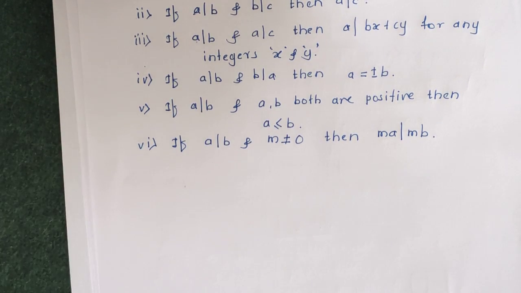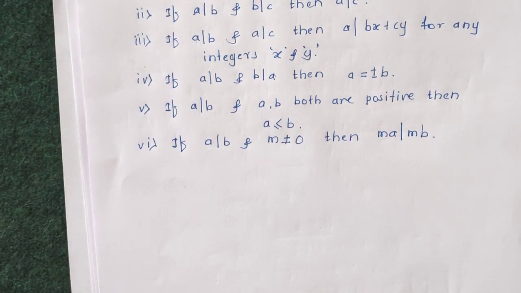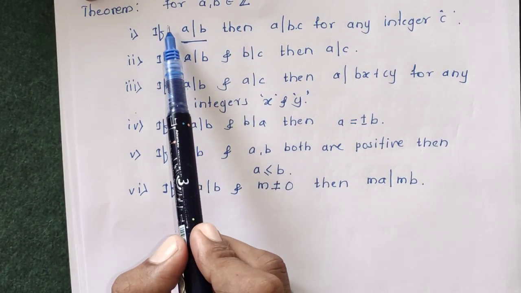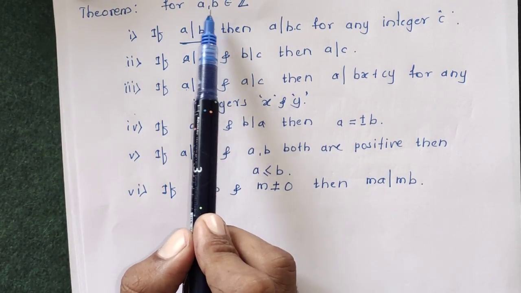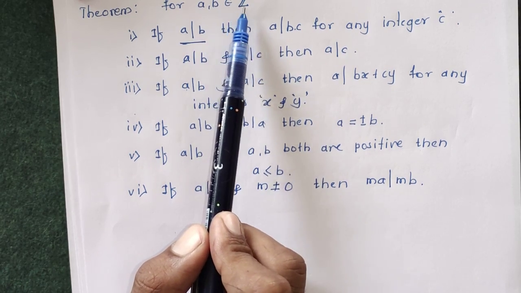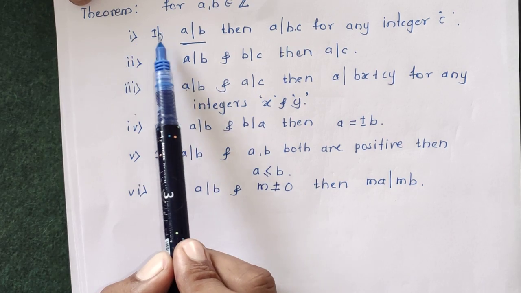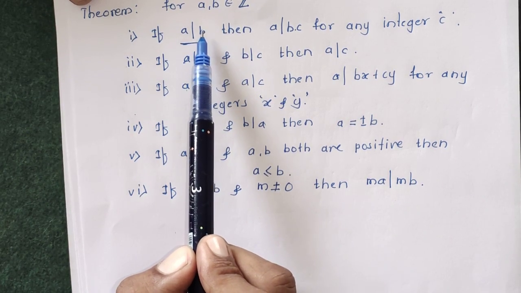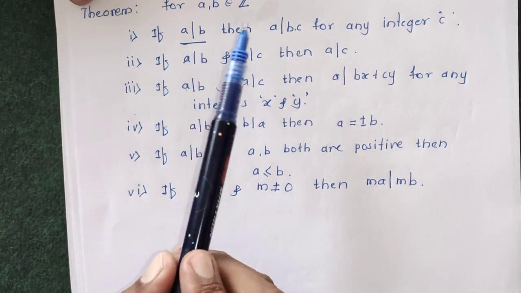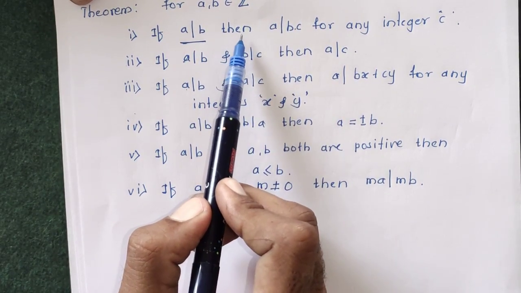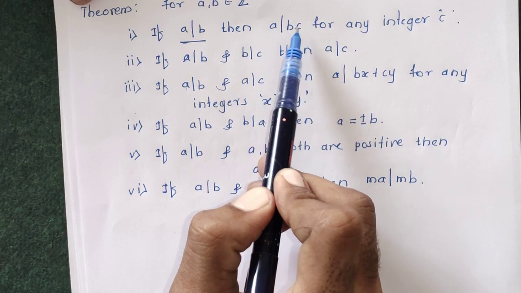These are 6 statements of our theorem. What do we have given in this theorem? For any two integers A and B belonging to Z. In the first statement, we have given that if A divides B, or we can say that B is divisible by A, then A divides B into C.